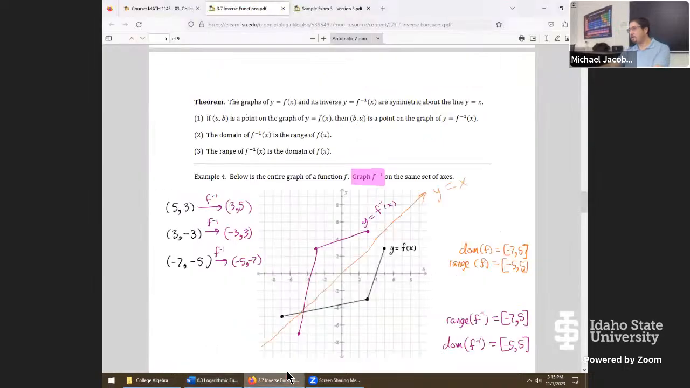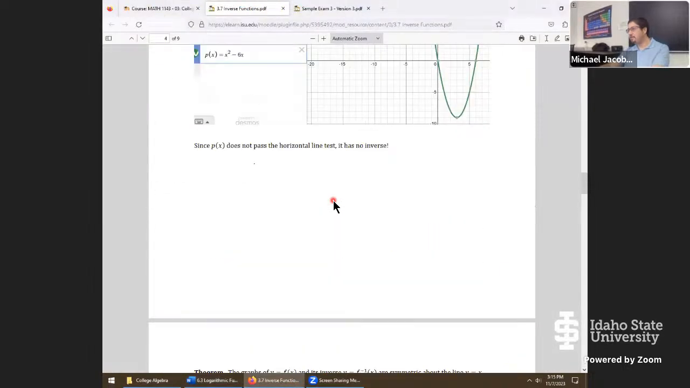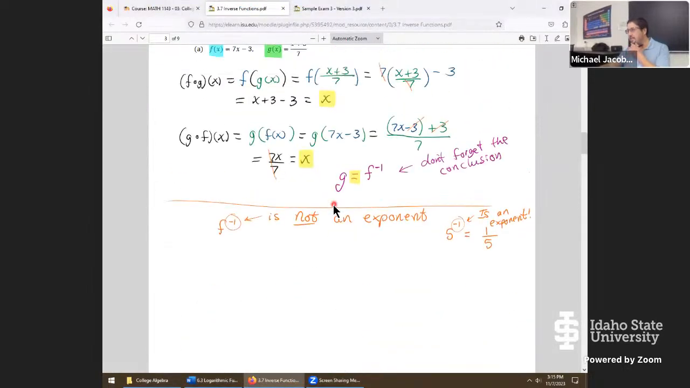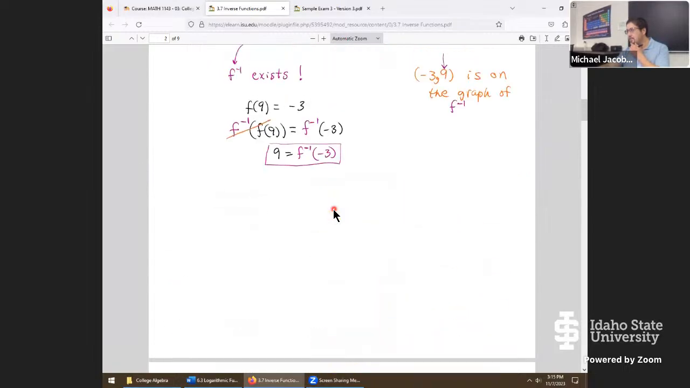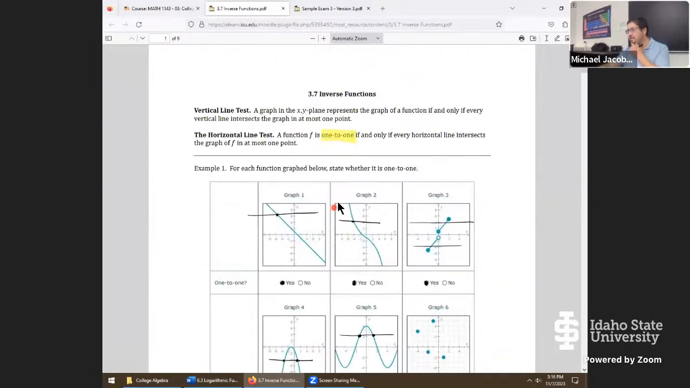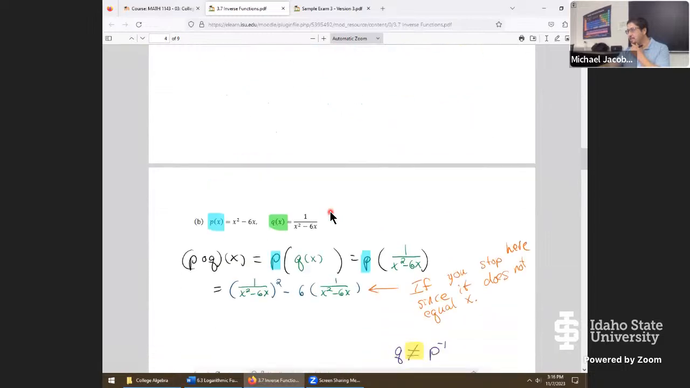I pretty much got it from this information somewhere in here. Let me see. There's a formula or a concept. Oh, I didn't see it just yet.